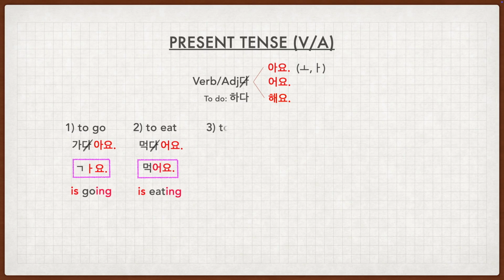Number three, to read, 읽다. From here, also drop the 다. Right in front of 다, it doesn't have o or a. So also we can take 어요. After we take the tense, we should check whether we can combine or not. Also, 읽 has a below consonant, so we cannot combine. 읽어요.